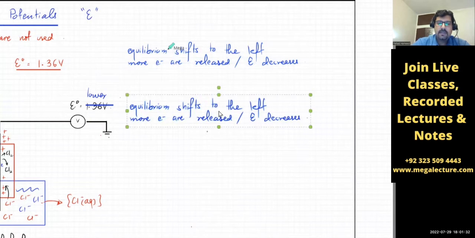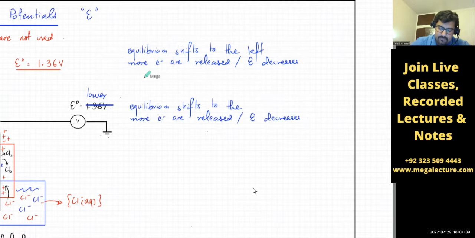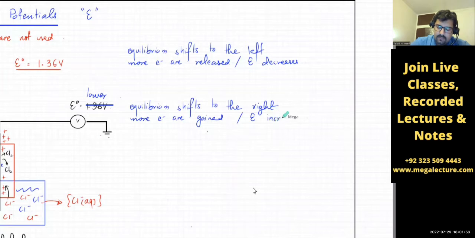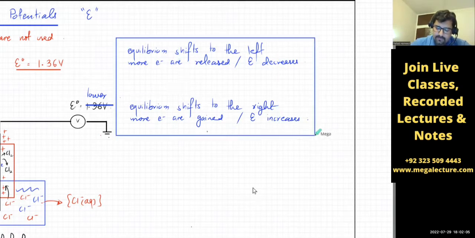So the same thing in the opposite direction. If it starts to gain electrons, so more electrons, instead of being released, are gained by the electrode, the potential increases.